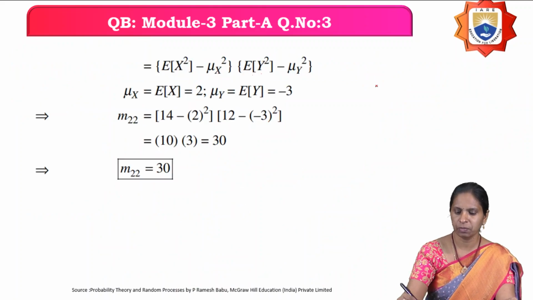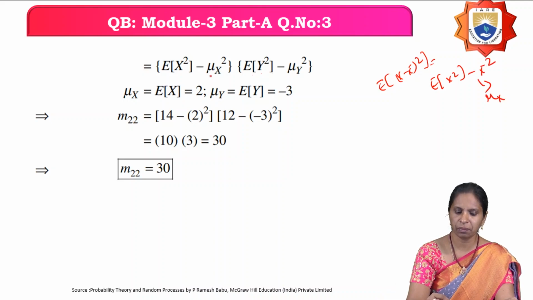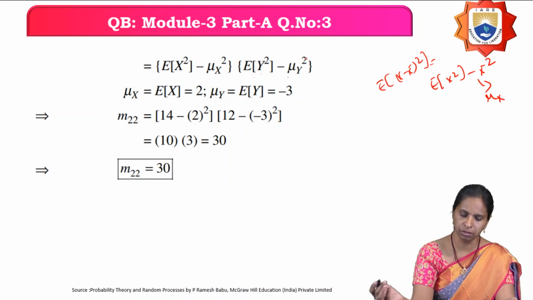If you simplify, what is the variance of the random variable? It is nothing but E of x square minus x bar square, and x bar is nothing but mu x. So E of x square minus mu x square, into E of y square minus mu y square.